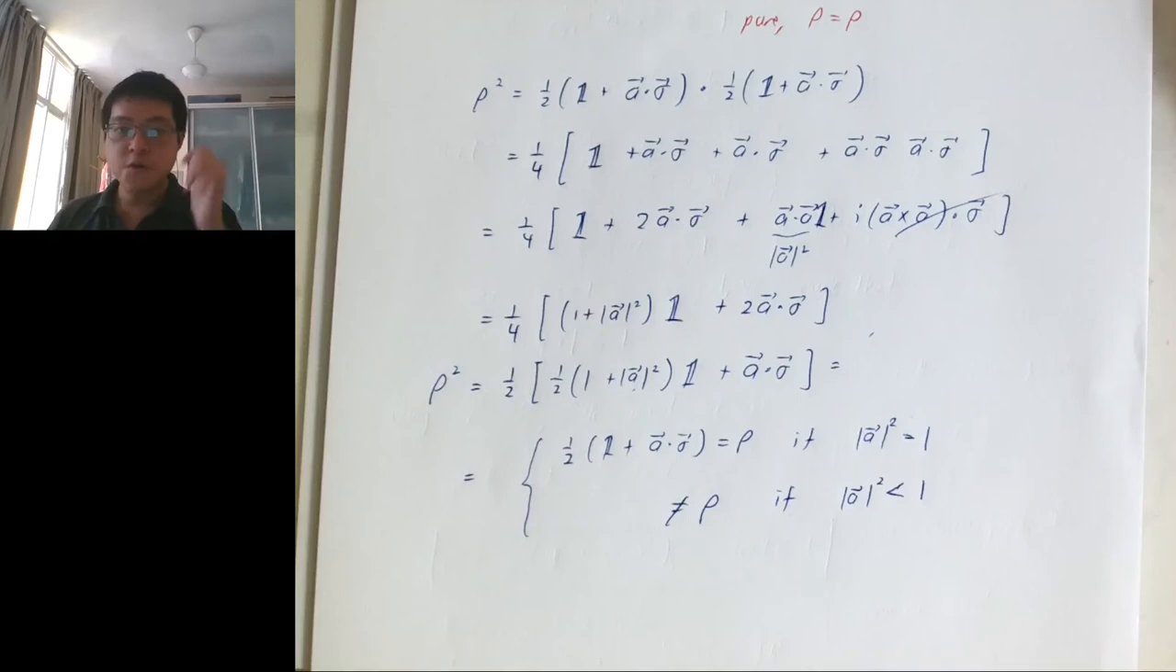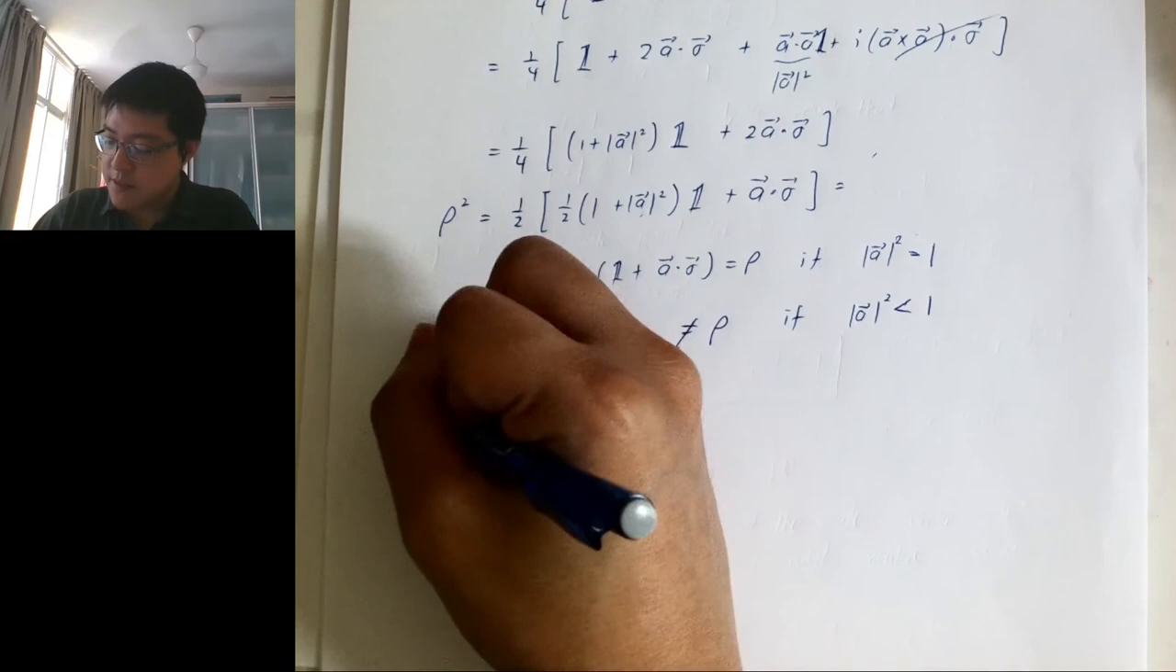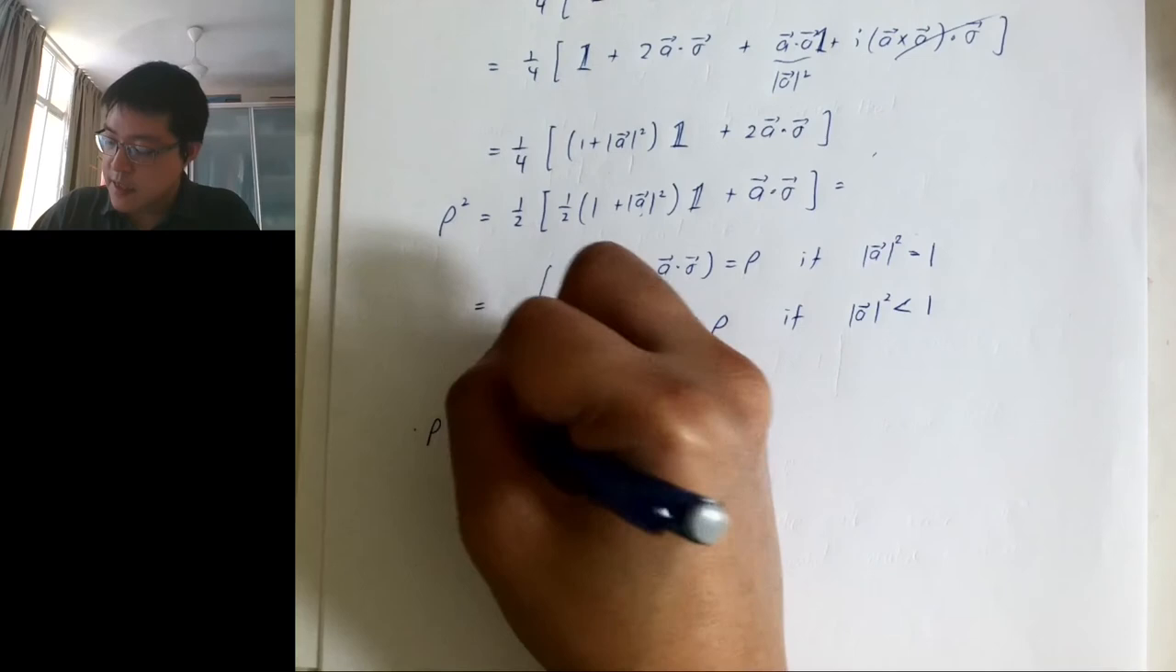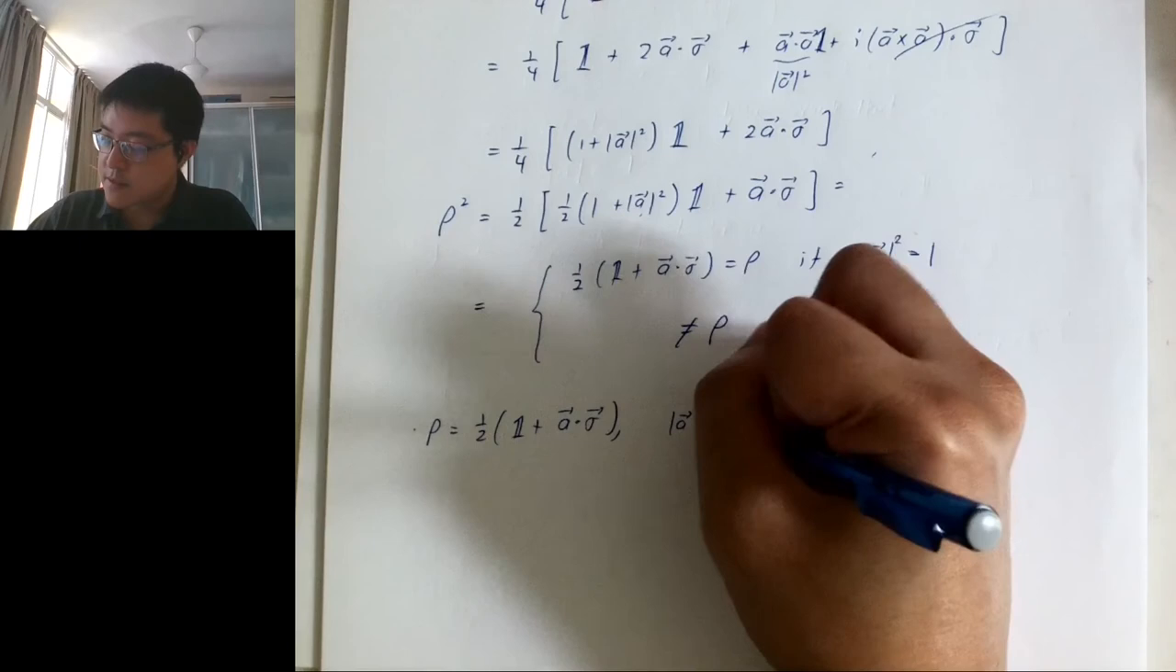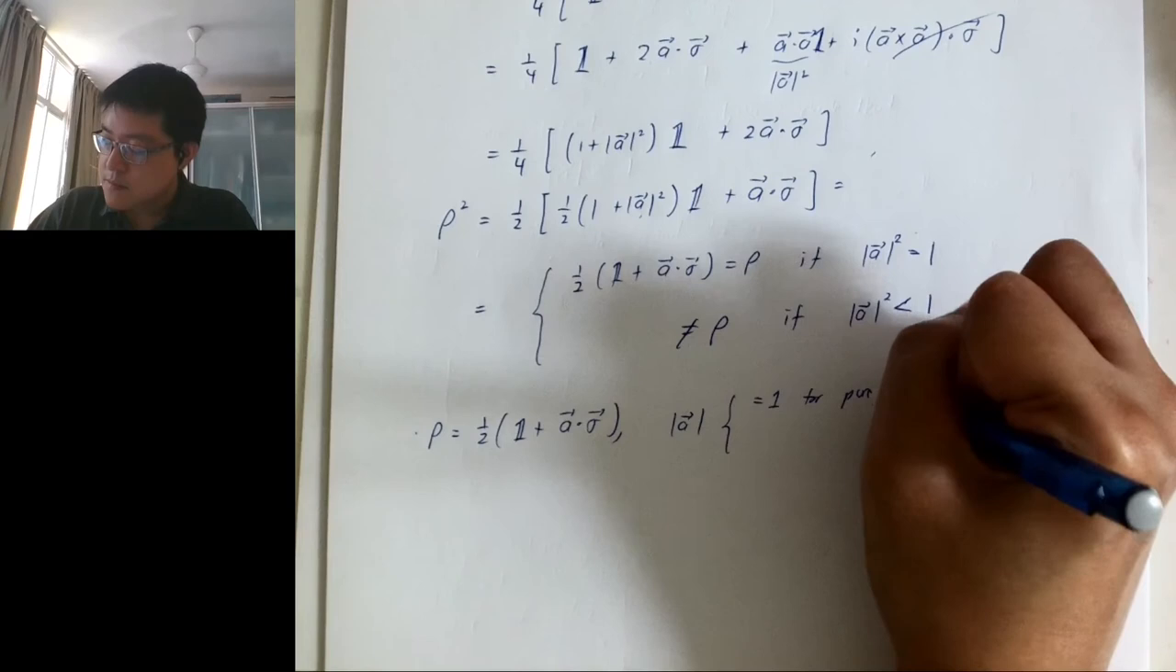So now we know the general state is half identity plus A dot sigma, where the length of A is equal to 1 for pure states and less than 1 for mixed states.